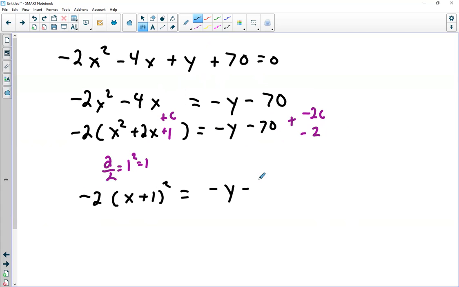Negative 2, right? Why is it negative 2? Negative 2 is from the number in front. Can you pull out a negative? Remember our generic version: x minus h squared equals 4p times y minus k. So we don't want anything in front of the y, and we don't want anything directly next to the y. So the first thing I would do is take out a negative 1, which is y plus 72.